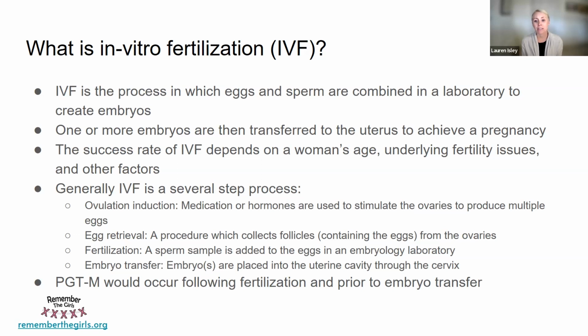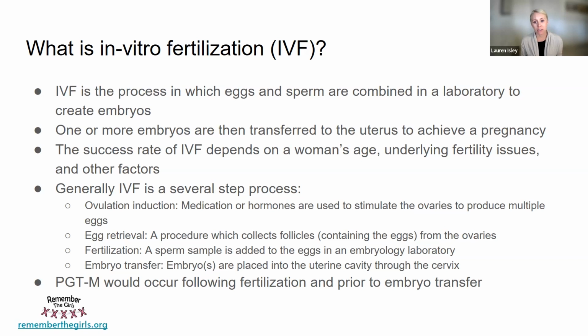The first being induction of ovulation. The female patient would receive medication or various hormones, and that helps to stimulate the ovaries to release multiple eggs. The woman then undergoes an egg retrieval procedure, which essentially collects these follicles from the woman, which contain the eggs. And those are collected in a procedure where the woman is under a light anesthesia.